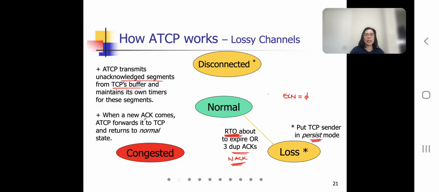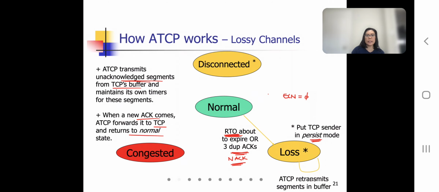And then when a new acknowledgement arrives, that means the receiver received the retransmitted packet and sent a new acknowledgement. So in this case, we can assume that either the route has been established, or the receiver has received this successfully. ADCP will forward the acknowledgement to TCP, and both of them return to the normal state.